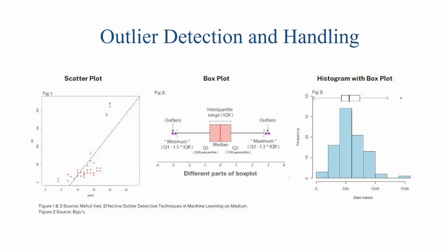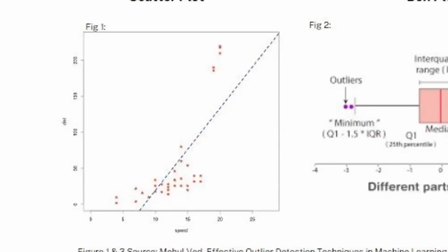Coming to the scatter plot. Here is an example of the scatter plot. With the help of the scatter plot, we can identify where my data points are lying, as a visual representation. So let me zoom this. Here, for example, we have the x-axis, we have the speed. Is it speed? It's not clear.